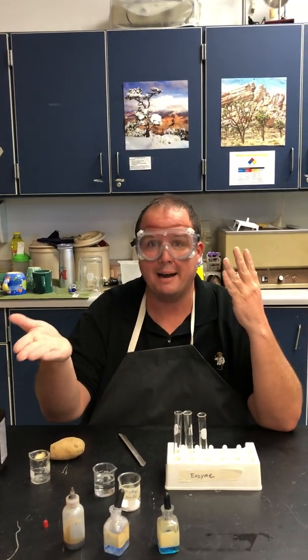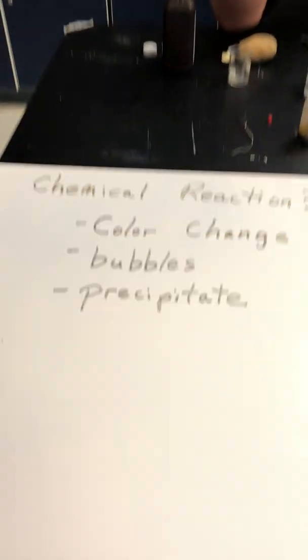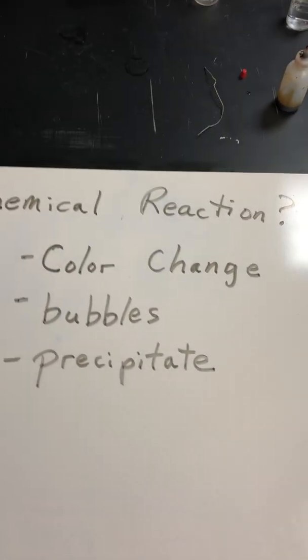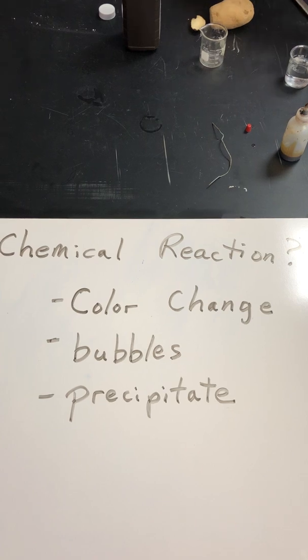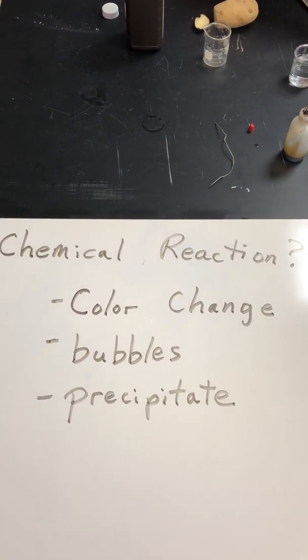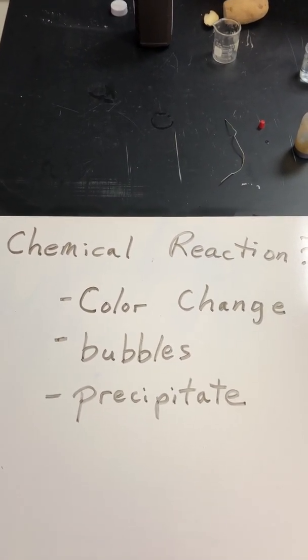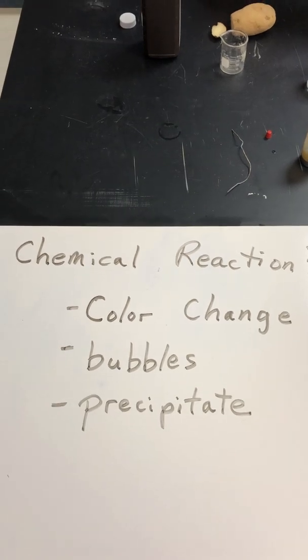Chemical reactions can occur by a color change. Chemical reactions can occur by bubbles. And chemical reactions can occur by precipitate. So if you see any of these things, that's evidence for a chemical reaction. That is correct. So what's a precipitate?